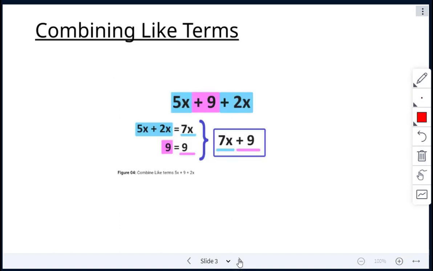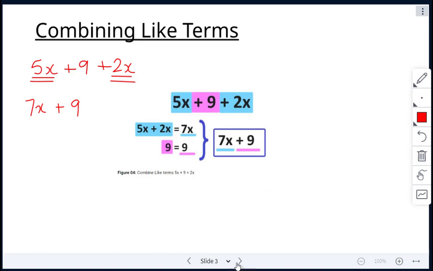Firstly here, just as before we start solving, this is just showing us how we can combine like terms. Let's say you have the expression 5x plus 9 plus 2x, which is shown here. We can collect these two like terms because they both contain the x. So 5x plus 2x gives us 7x, and then we would have the plus 9. That is how we would combine like terms. So our final expression here is 7x plus 9.